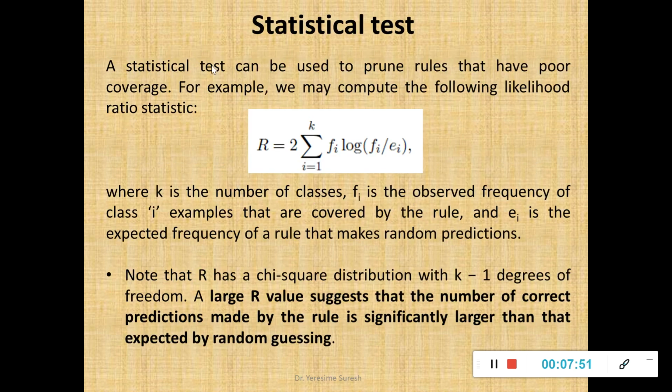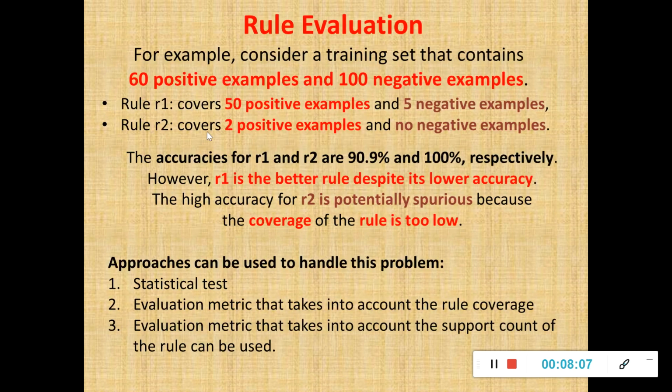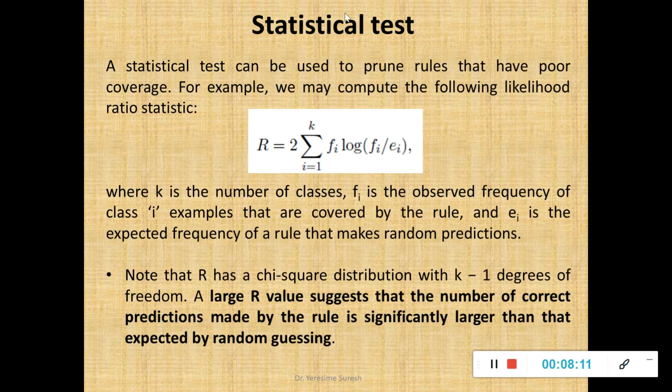A statistical test represented by R square, which indicates the likelihood ratio statistic. It is represented by the notation R. So what is the statistical method? A statistical method can be used to prove rules that have poor coverage, just like this. Rule 2 has poor coverage. I can exclude these rules by using a statistical test.